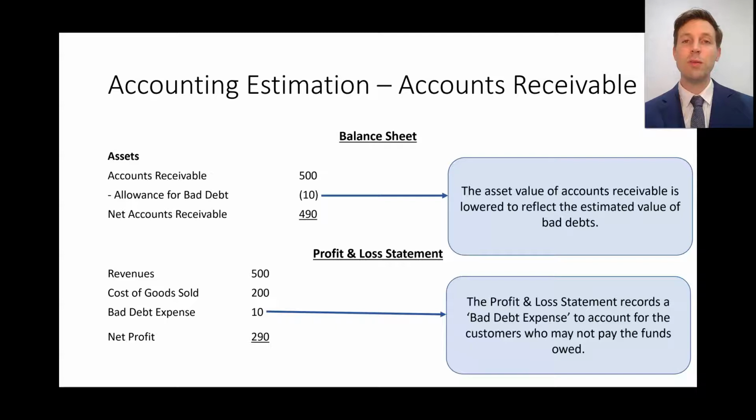Then I'm going to look at the profit and loss statement. The profit and loss statement will record the revenue of $500 from the sales I've made, the cost of goods sold expense of $200, but we're also going to record what's called a bad debt expense. If I think two of my customers are not actually going to pay me the $10 they owe me, and I've already recorded it as a revenue, I need to record this bad debt expense. Of that $500 of sales, $10 of that will be a cost of credit or bad debt expense.